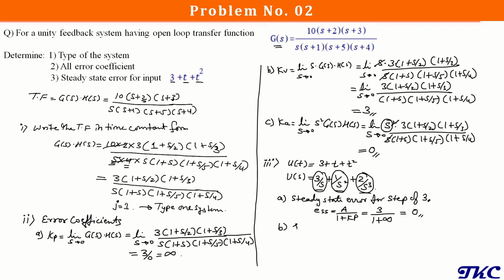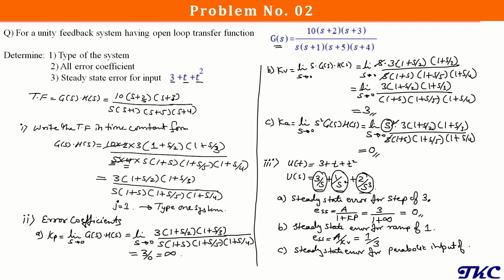Next, we need to find the steady state error for the ramp input of magnitude 1. The steady state error is given by A by Kv. So A, the magnitude, we got as 1, divided by Kv, which we got as 3. So based on the ramp input contribution, we got the steady state error as a constant, that is 1 by 3.